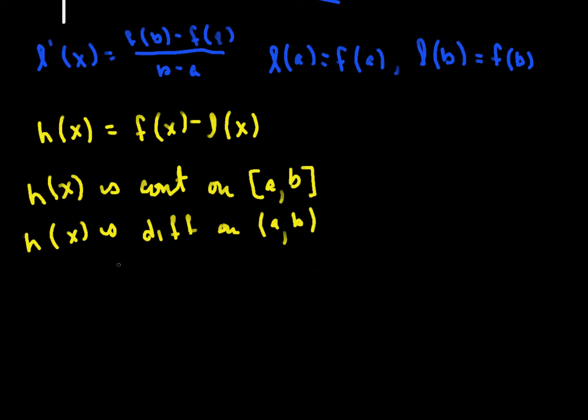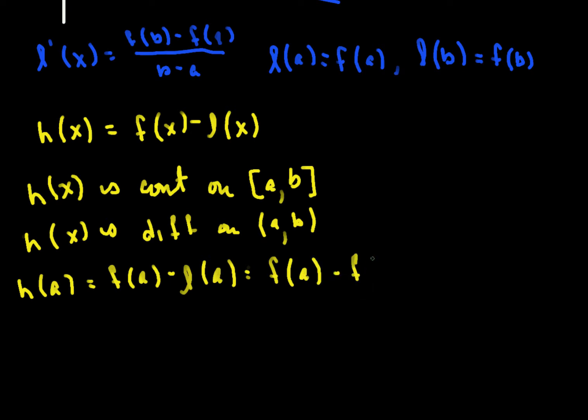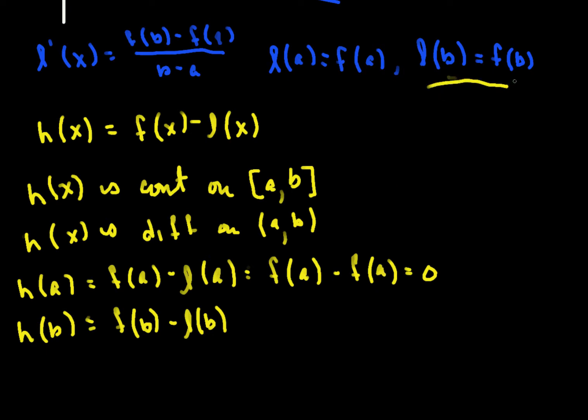And then the last little bit, that h of a will be equal to f of a minus L of a. But L of a is equal to f of a, and so this is equal to f of a minus f of a, which is 0. And h of b would be f of b minus L of b. But again, L of b we've calculated as f of b, so this is just f of b minus f of b, which is also 0. So we have that h of a is equal to h of b.